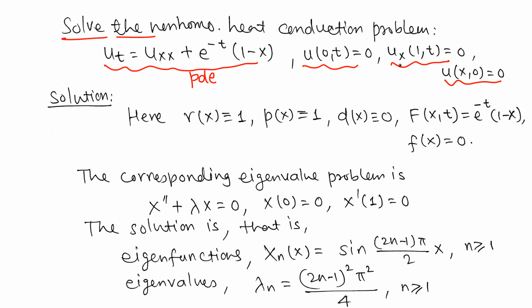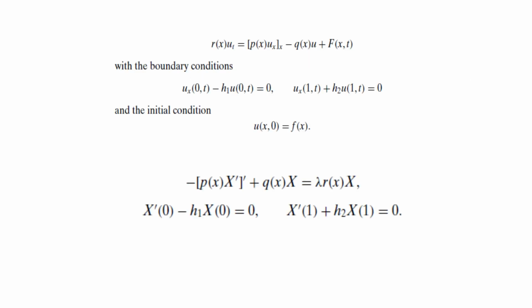If we compare this with the original general non-homogeneous heat conduction problem, then in our case R is 1, P is also 1, Q is 0, and this is the non-homogeneous term. We don't have this U derivative part, and we don't have this part. And the initial condition is F(x).